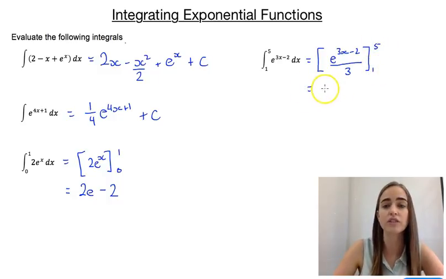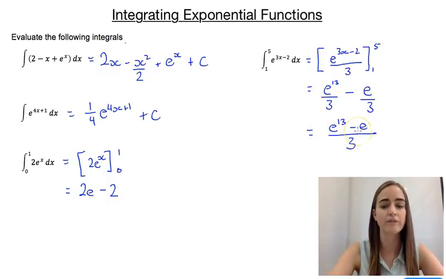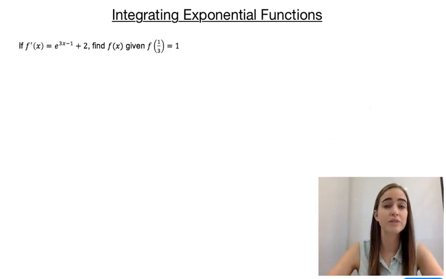So substituting those in, if we sub this 5 in up here, we'd have 3 times 5 is 15, minus 2 is 13. So we'd have e to the 13 over 3, minus, and then substituting 1 in there, we'd have 3 times 1 is 3, minus 2 is just 1, so we would have e over 3. So we could simplify that just into one fraction, so e to the power of 13 minus e all over 3.